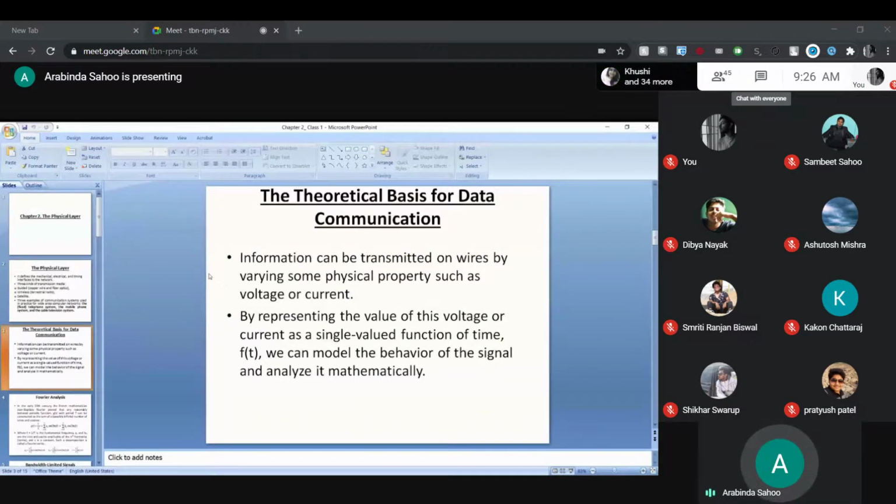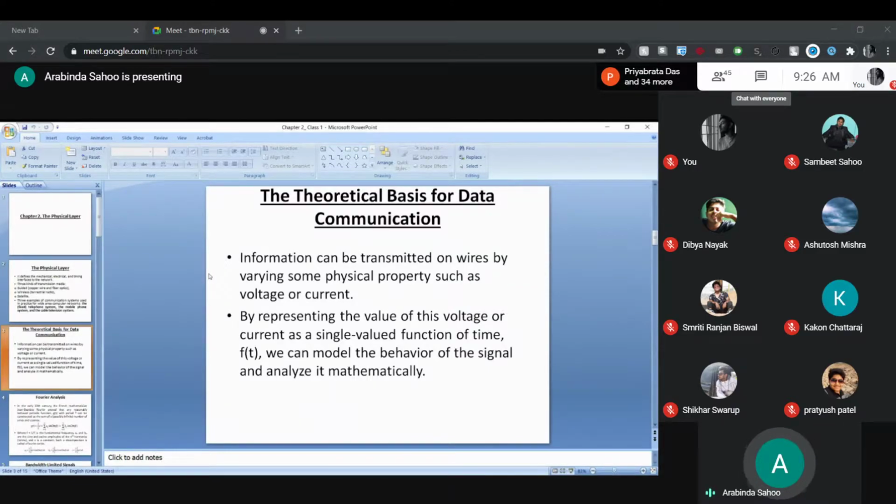Suppose you pass any signal through a transmission medium, and every transmission medium comes with some bandwidth. Bandwidth means that if you pass any signal above a particular frequency, it simply rejects those higher frequency components. So once you mathematically model and analyze a signal, you find out the different frequency components, the maximum frequency component, and the maximum amplitude associated with the signal.